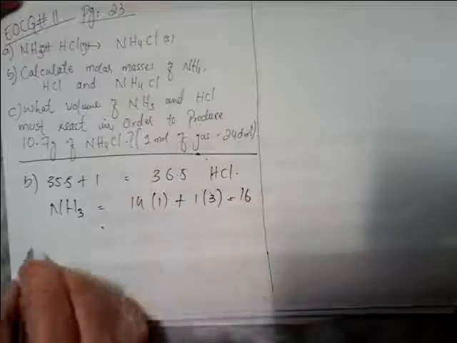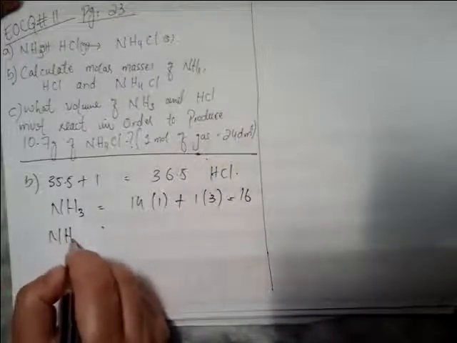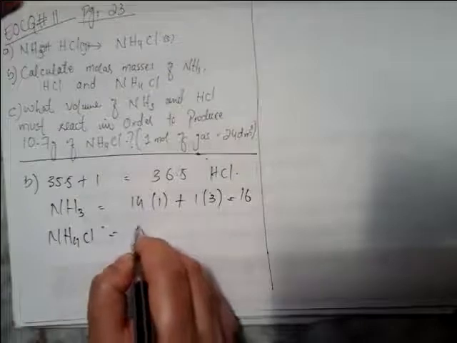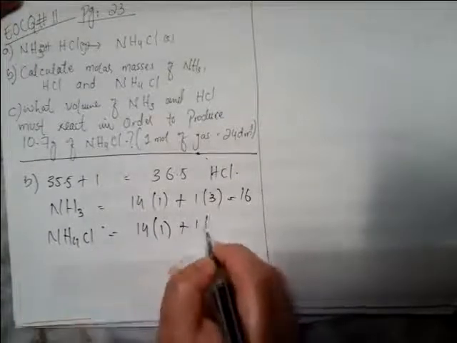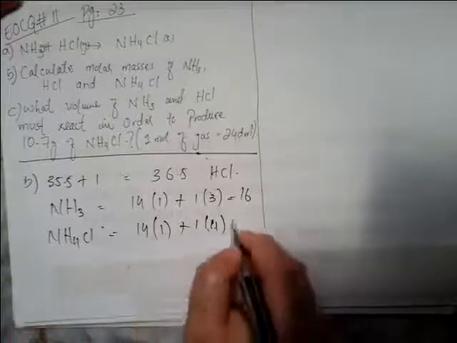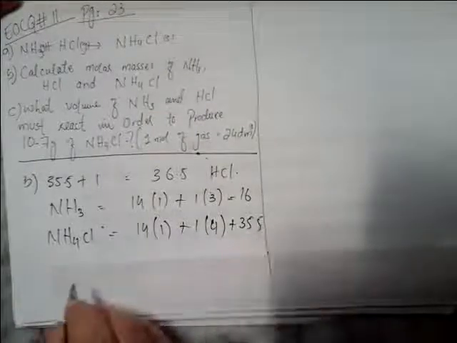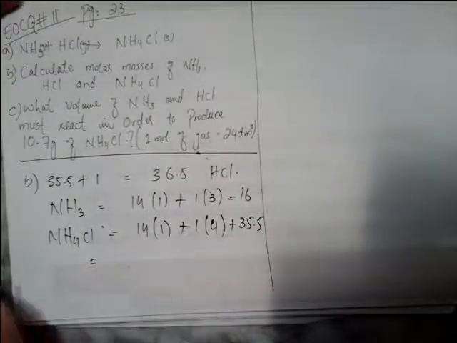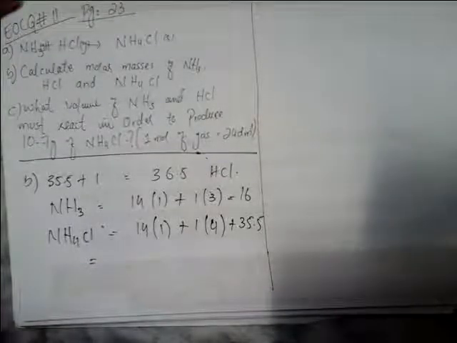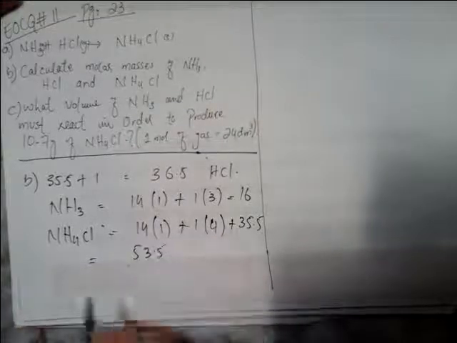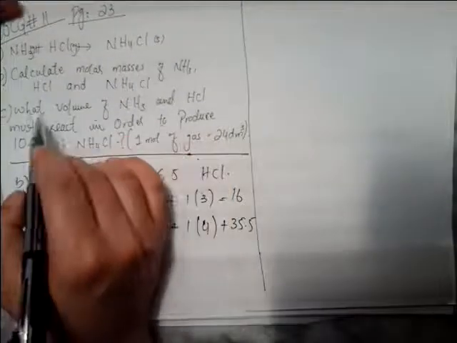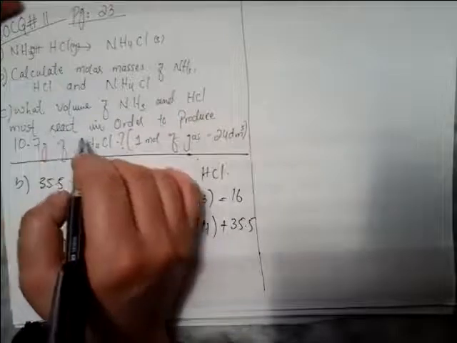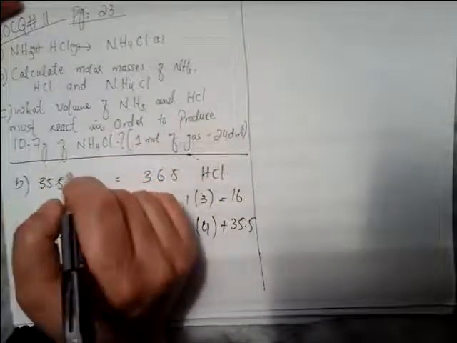16. Okay, and then again ammonium chloride. The mass of nitrogen is 14, plus 4 atoms of hydrogen, plus 1 atom of chlorine, 35.5. So 14 plus 4 plus 35.5 comes out to be 53.5. Part C is very easy, very critical. Now, what volume of ammonia and hydrochloric acid must react in order to produce 10.0 gram of ammonium chloride?